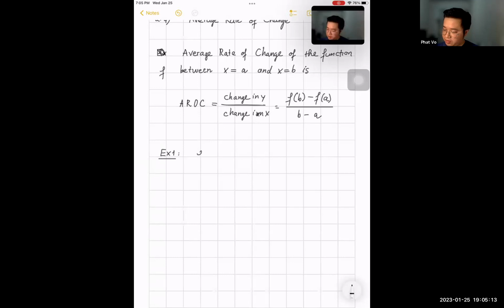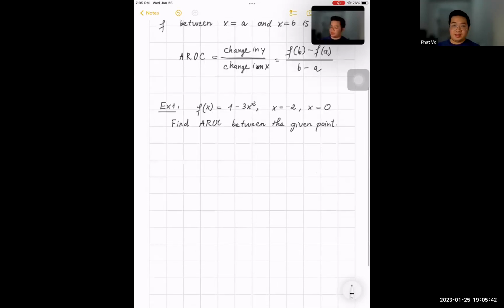So I give the function f(x) equal to 1 minus 3x squared, and I have two given points, x equal to -2 and x equal to 0. The question is, find the average rate of change between the given points. Okay, if you have any question, you can interrupt me anytime.